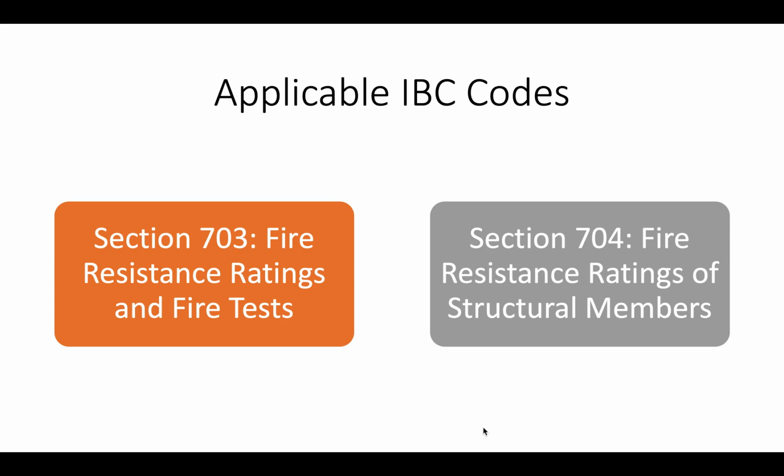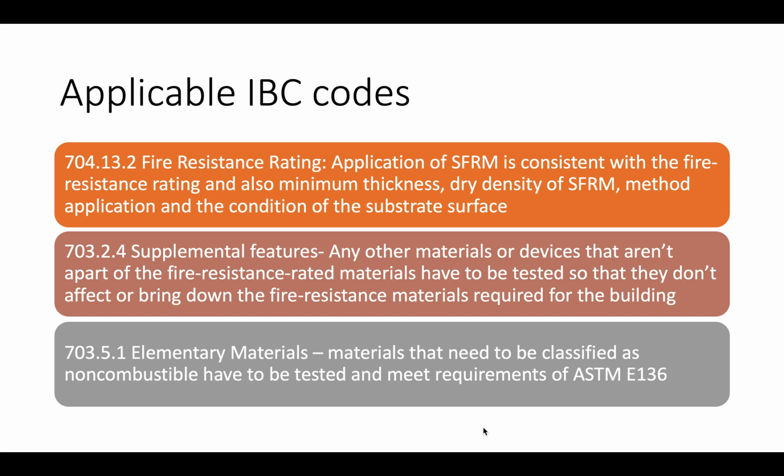For applicable IBC codes, to find information on the fire resistance ratings of buildings, you can go to section 703, which is fire resistance ratings and fire tests, and that has most of the general fire resistance ratings information. And then there's also some good information in 704, which is fire resistance ratings of structural members. So it's a little more specific, but it still has some pretty good information in it. And then here's more specific information on those IBC codes.